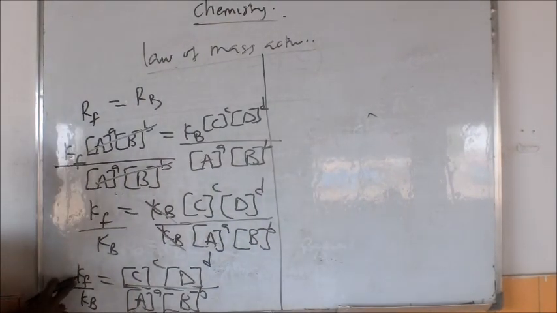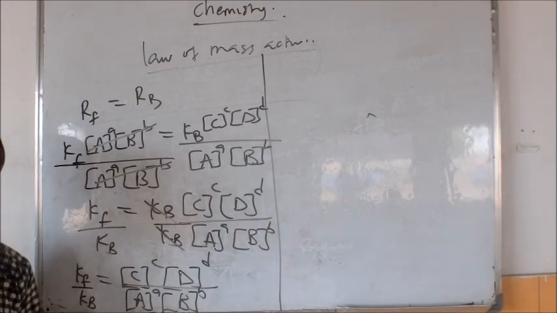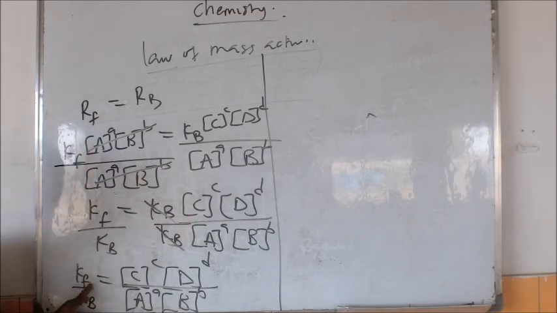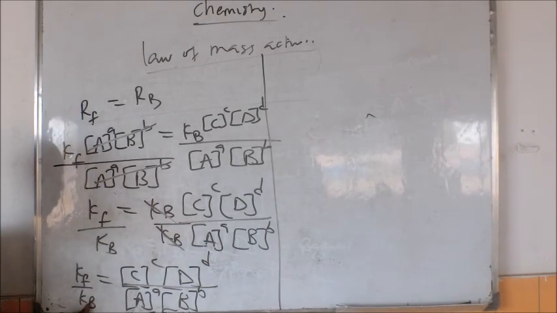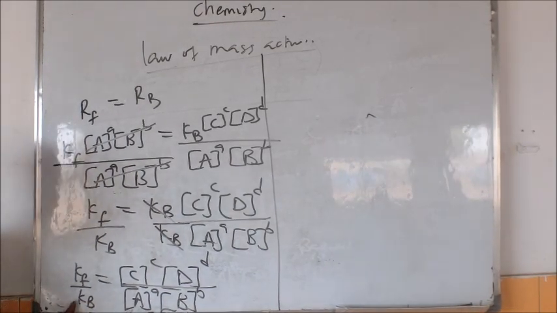Now, all these K that I'm talking about, we call them rate constant. This is the rate constant for the forward reaction, and this is the rate constant for the backward reaction.